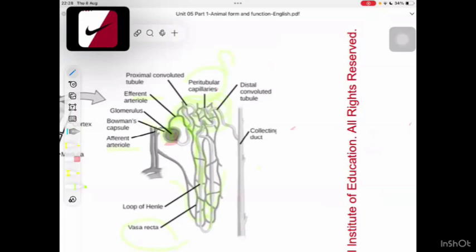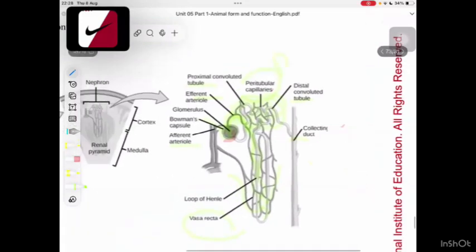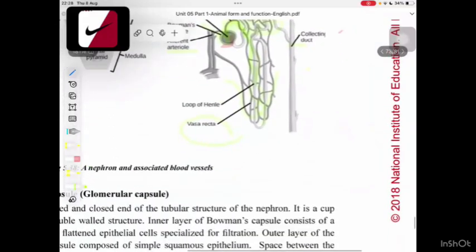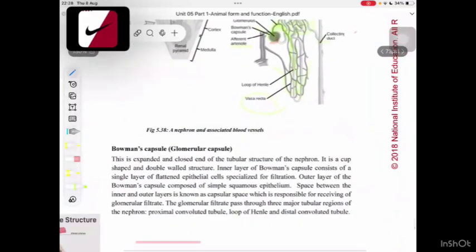This is the Bowman's capsule, and then you can see the other parts are the ones we already know. So is this structure hard to label? No, right? We just have to learn the two types of capillaries present, the peritubular and the vasa recta, right? Okay, now let's go through the Bowman's capsule.